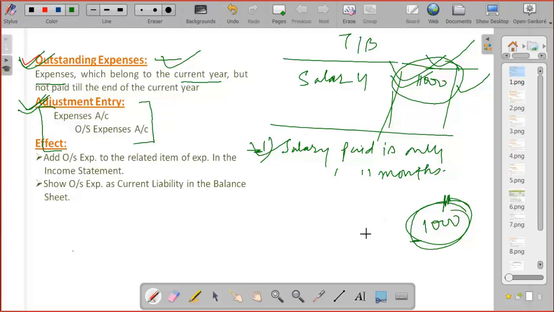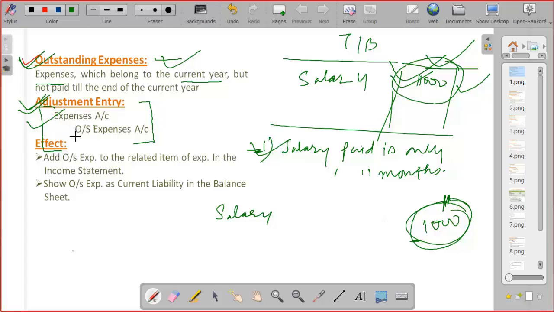So this 1,000, tell me, is it an item of expense or income? This 1,000 is salary, and salary is an expense. So whenever we need to bring any expense into the books, we will debit the expense. So see what entry I will pass. I will pass salary account. This is the common entry actually. Getting my point? In place of expense, if salary is there, then I will write salary.